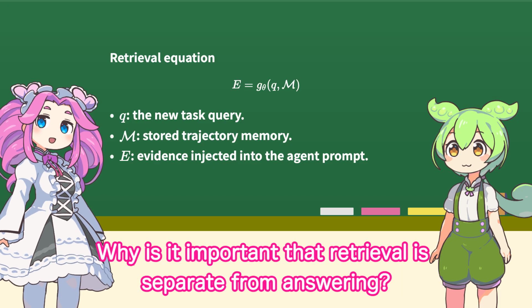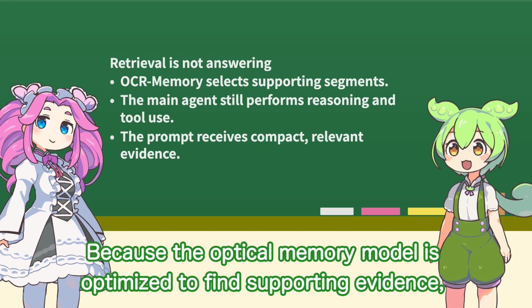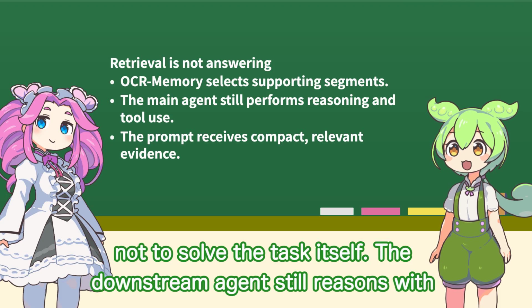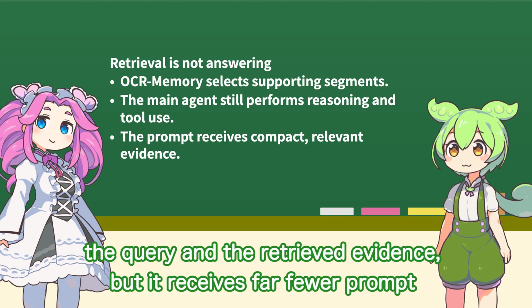Why is it important that retrieval is separate from answering? Because the optical memory model is optimized to find supporting evidence, not to solve the task itself. The downstream agent still reasons with the query and the retrieved evidence, but it receives far fewer prompt tokens.